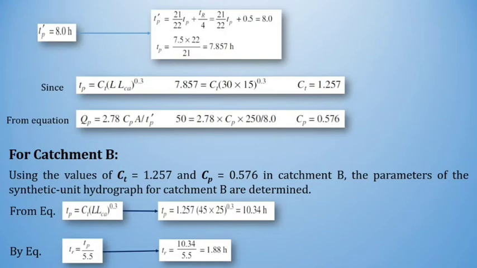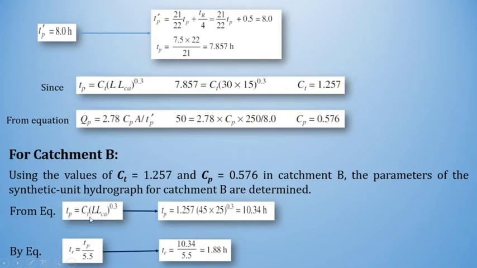We have to use these particular Ct and Cp values to estimate the various parameters for catchment B, because these are the geological factors. Now for catchment B, you will use the same values of Ct and Cp as estimated for catchment A. So using Ct as 1.257 and Cp as 0.576 in catchment B, the parameters of the synthetic unit hydrograph for catchment B are determined.